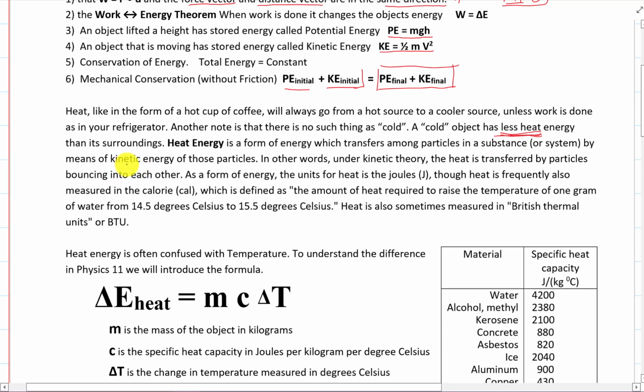Heat energy is a form of energy which transfers among particles in a substance, and that's by means of kinetic energy, the motion of these particles. It's under the kinetic theory, and the heat is transferred by particles bouncing off of one another.